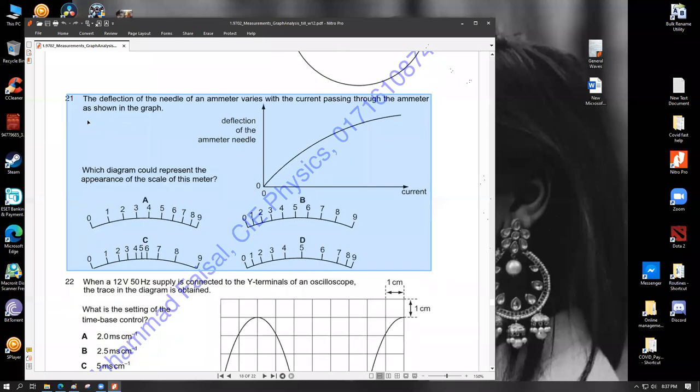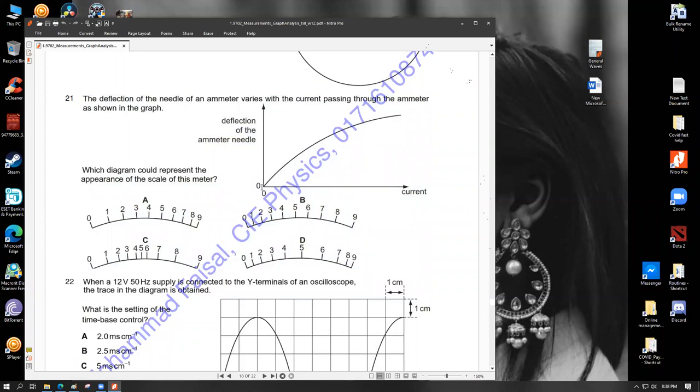What this curve shows us: the deflection of a needle of an ammeter varies with the current passing through the ammeter, as shown in the graph. You can see that when the current is zero, the deflection of the ammeter needle is also zero. So there is no zero error. Zero errors are always systematic errors. There is no zero error because the graph starts from the origin, so both the y-axis and the graph starting point are the same point.